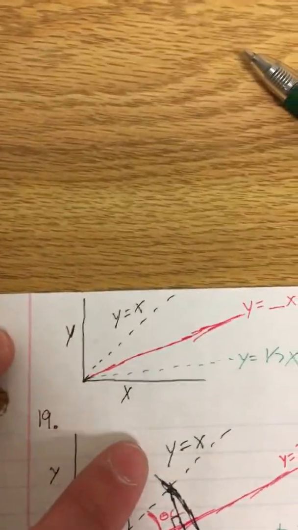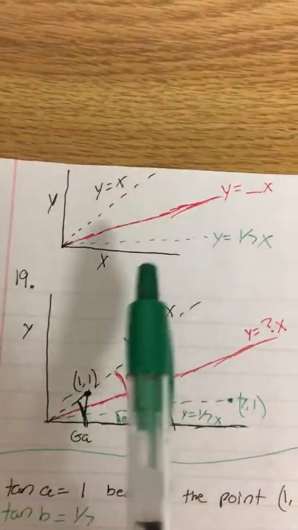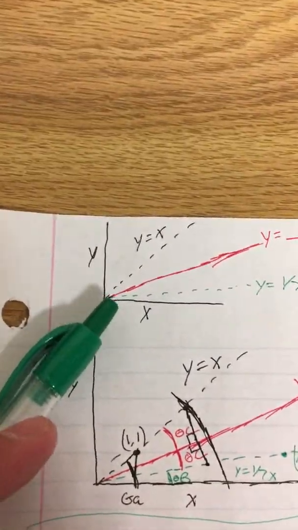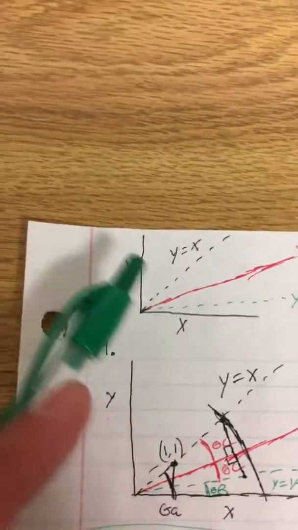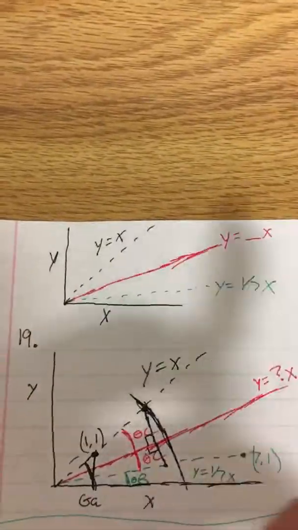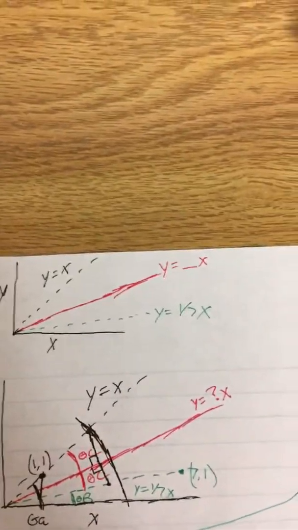So you have your y-axis and your x-axis. Y equals x, and y equals 1/7 x right there. And then what we need to do is, for a line to bisect an angle, it's going to cut it in half right here. So we're basically going to look for the slope of the red line right there. So blank x is what we're looking for.